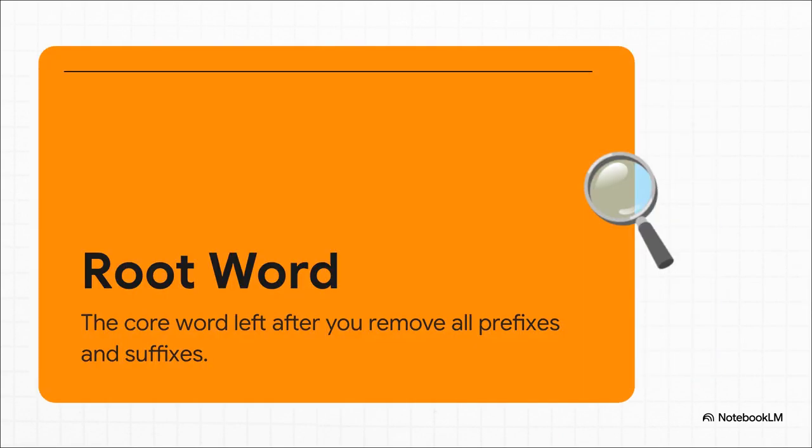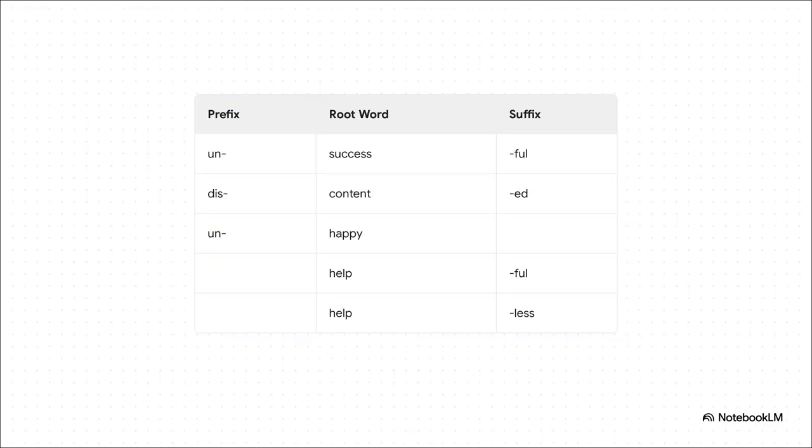So when you chop off those prefixes and suffixes, your goal is to get to something called the root word. The root word is exactly what it sounds like. It's the core, the heart of the word. And you know what? A lot of the time, it's a simple word you already know. Okay, let's break these down.